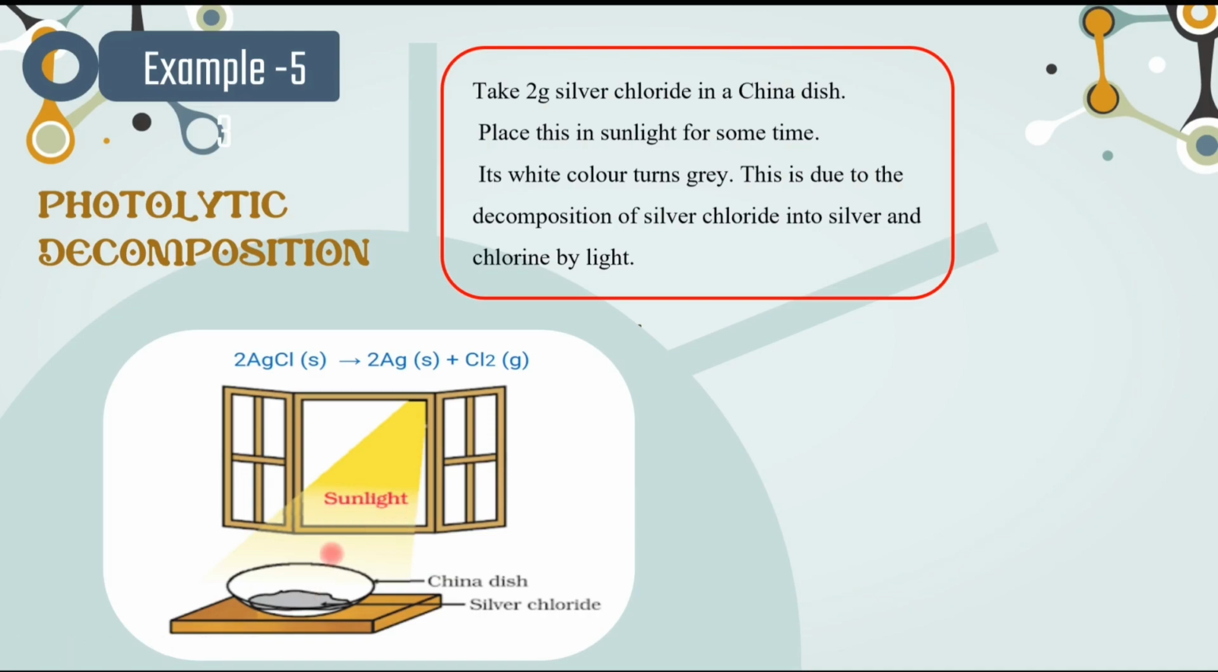Then the white color of the silver chloride turns gray. This change in color is mainly due to the decomposition of silver chloride into silver and chlorine. Silver chloride decomposes under sunlight and produces silver and chlorine respectively. This whole reaction takes place in the presence of sunlight, and hence it is known as photolytic decomposition.